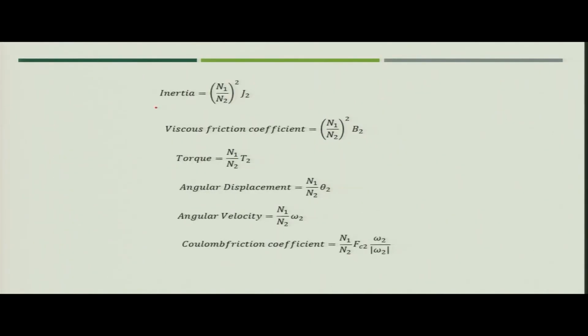Now, the following quantities we obtained when reflecting from gear 2 to gear 1, we define them as the inertia, that is N1 upon N2 square J2, viscous friction coefficient as N1 upon N2 square B2, torque N1 upon N2 into T2, angular displacement with respect to the gear 1, that is N1 upon N2 into theta 2. Similarly, angular velocity we convert into the gear 1 side as N1 upon N2 omega 2, Coulomb friction coefficient is N1 upon N2 Fc2 omega 2 divided by mod omega 2.